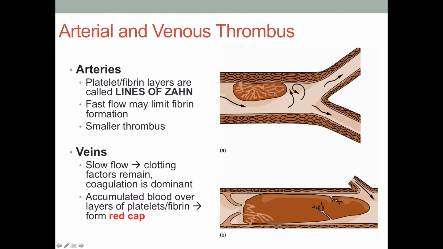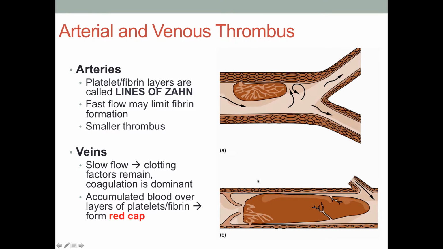Which means there's a lot of fibrin in arterial vessels. As they start to grow larger, because the pressure is so high and the flow is so quick, it washes away the fibrin formation so that it physically limits the size of the thrombus. So in the arterial system, there tend to be more stable thrombi with more lines of Zahn, and they tend to be smaller. If they do detach, they get caught in smaller areas with less detrimental effects.